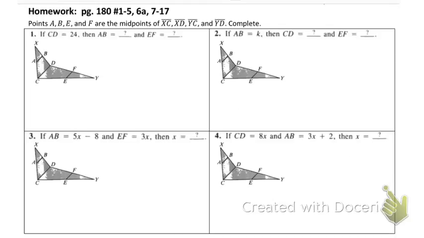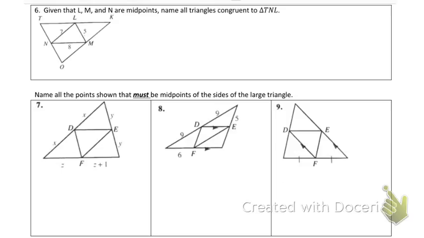Could you explain number 7? Number 7 says, name all the points that must be a midpoint of the sides of a triangle. In order to be a midpoint, both sides have to be equal, right? So if we look at D, D is surrounded by X and X. X is the same value, so D must be a midpoint. Because if X is 2, it'd be surrounded by 2 and 2.